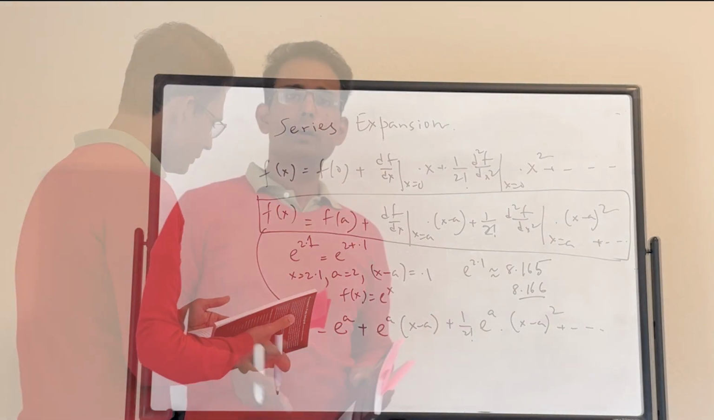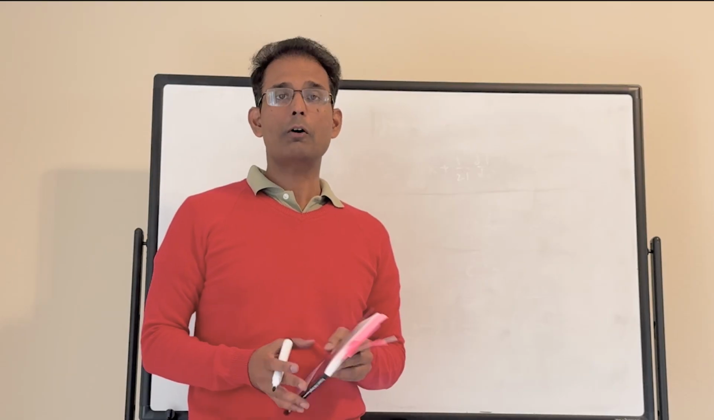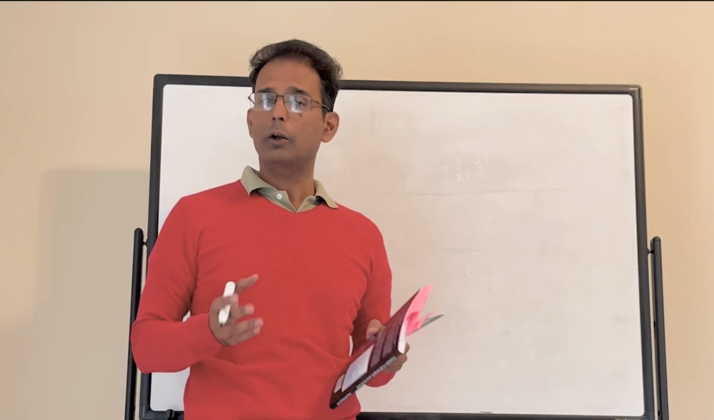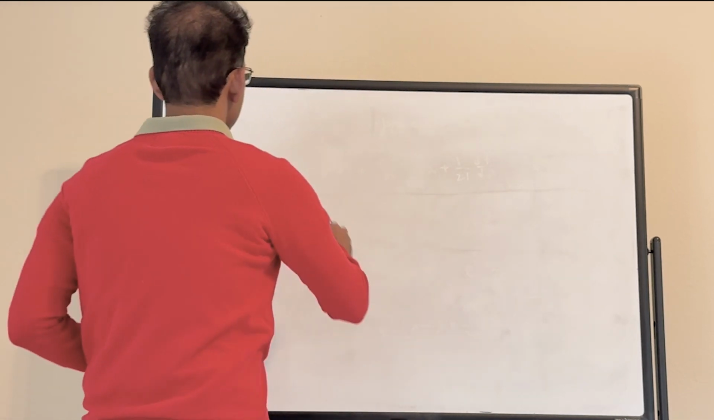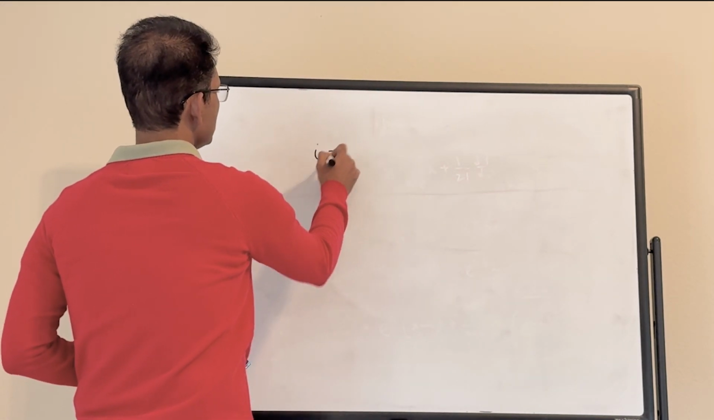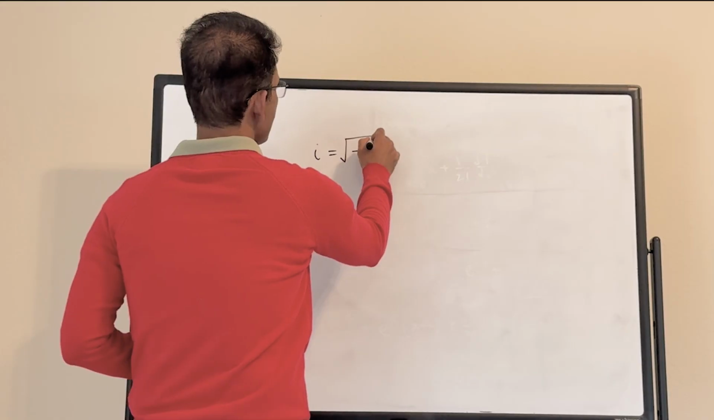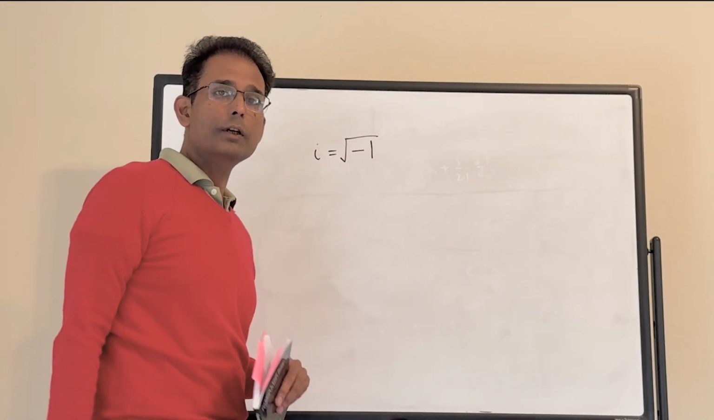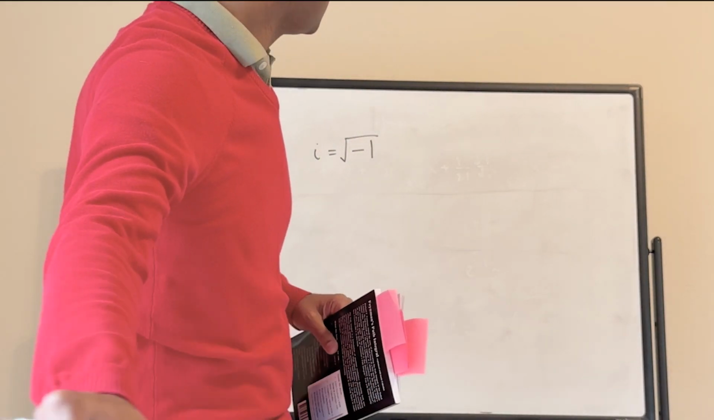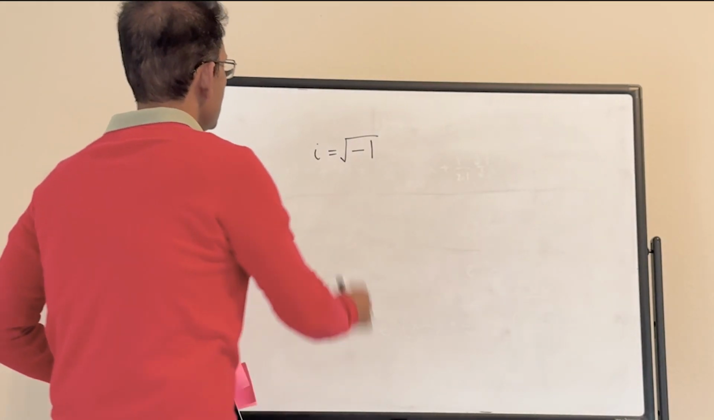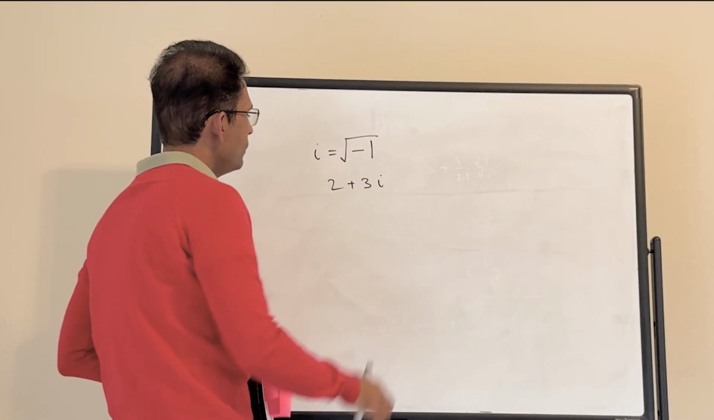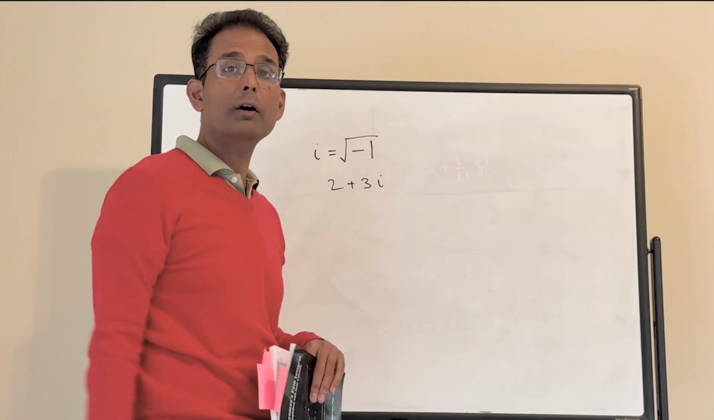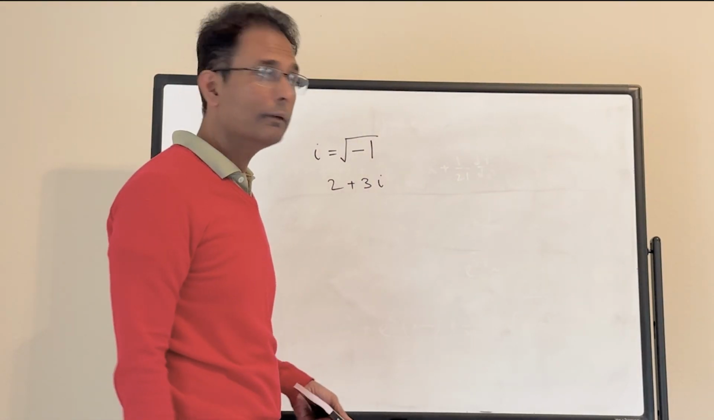So what is a complex number? In order to understand complex numbers, you have to know about imaginary numbers. For example, i is the square root of -1. This is called an imaginary number. Now if you have 2 plus 3i, which has a real part and an imaginary part, that is called a complex number.